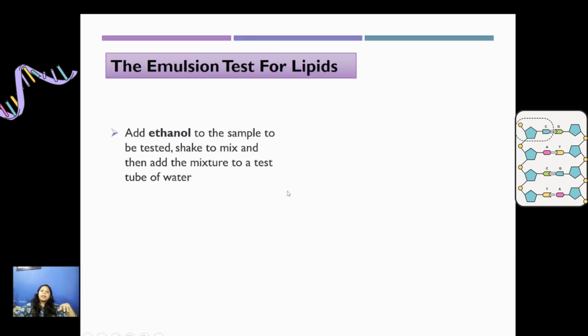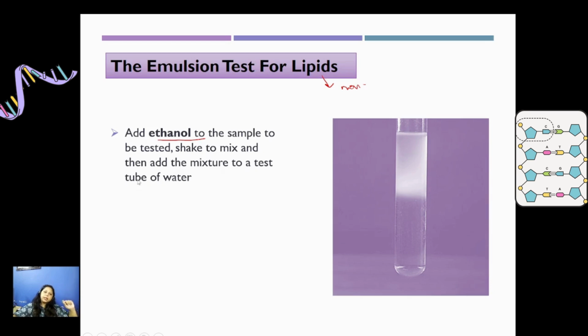Next one is the emulsion test, that is used for lipids, that is for the detection of fats. Just add ethanol to the sample and then shake it. Simple. Is this lipid inorganic or organic? Of course, it's organic and non-polar. So when it is non-polar, it cannot dissolve in water simply. It has to be dissolved in some organic solvent. So we take ethanol and we mix this lipid sample in ethanol, and you will observe that it can mix easily. When it mixes easily, just add water to it, and there will be formation of some emulsion.